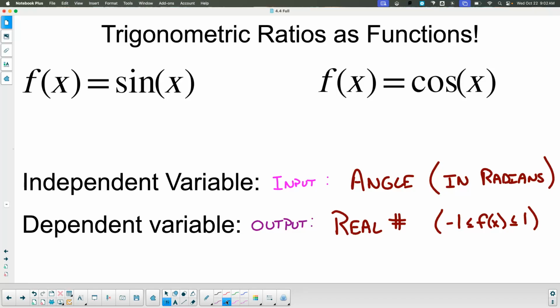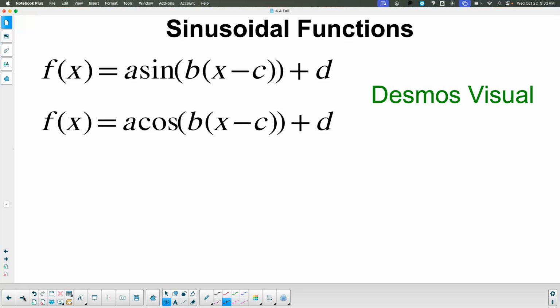Okay? All right? So, I'll give you a couple of minutes here. Actually, I'll give you like a minute to write down these two functions. These are the functions with the 4 shifts in them. F of x equals a sine or cosine of the quantity b times the quantity x minus c, then plus d. Or I should say then plus d.